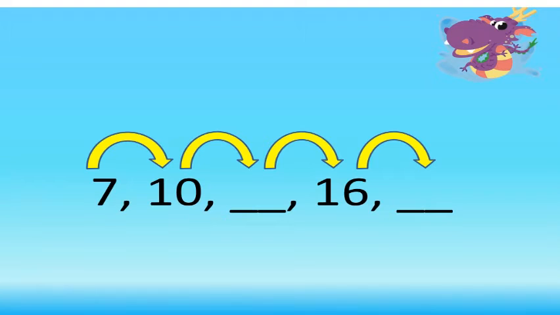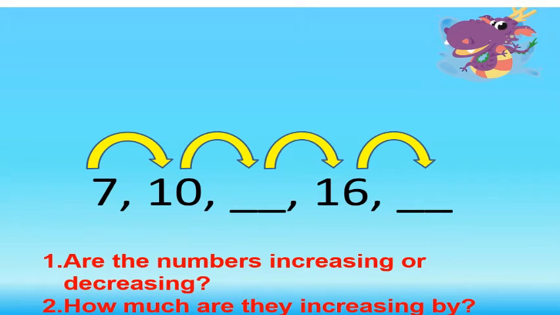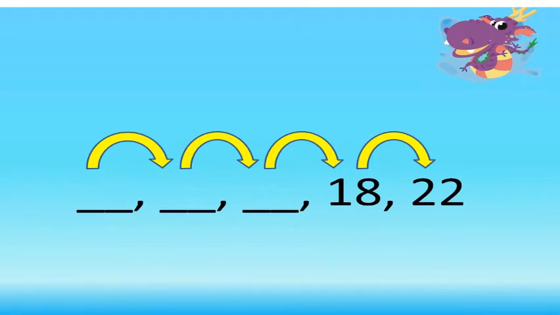So we need to go from 10 to the next one, 11, 12, 13. So we put 13 here because we've added 3 more. There. And then 14, 15, 16, we've got 16 to be here, 17, 18, 19. So our last number would be 19. So we know that they are increasing and our rule is plus 3.